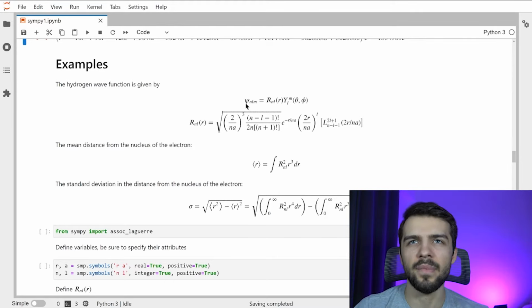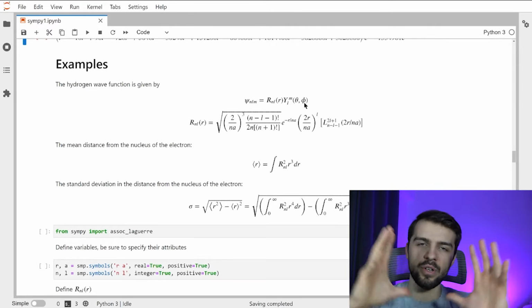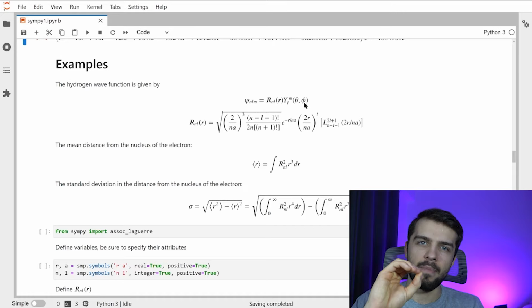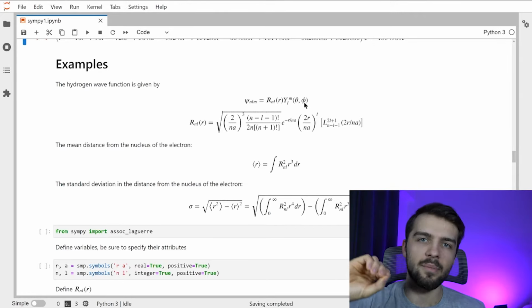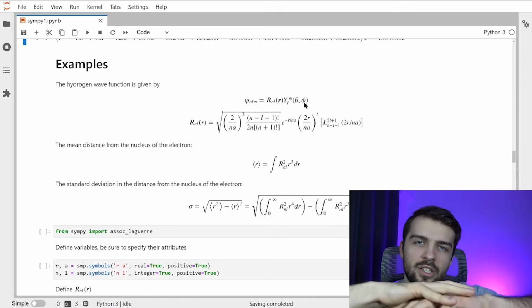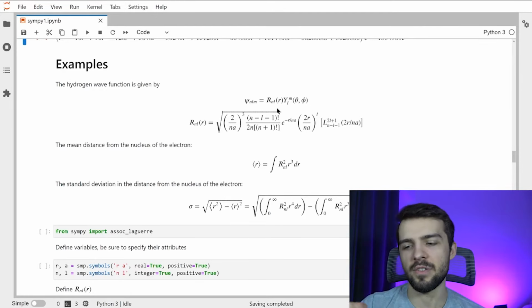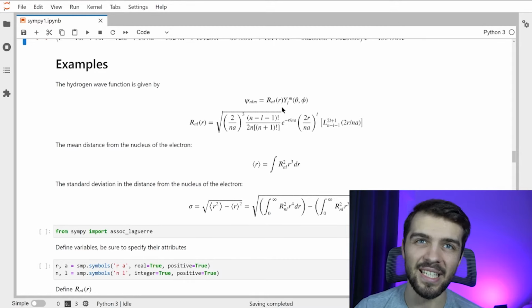So psi_nlm, if I square this, it's a function of r, theta, and phi. Those are spherical coordinates. And it gives a probability density of being somewhere in space, right? So the electron in an atom isn't confined to an orbit. There's a probability of measuring it somewhere in space. So I take this, I square it, and that is proportional to the probability density function.